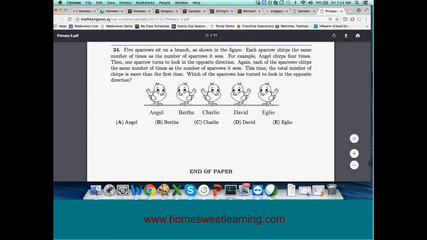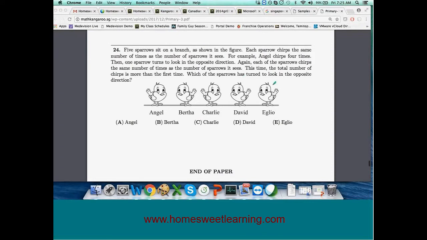Okay, so let's just do this as we go. There are these 5 sparrows on a branch, and each sparrow chirps the same number of times as the number of sparrows it sees. So first we'll look at Angel. Angel chirps 4 times because she sees 4 other sparrows, because she's looking this way. So she sees 1, 2, 3, 4. So that's why she chirps 4 times.